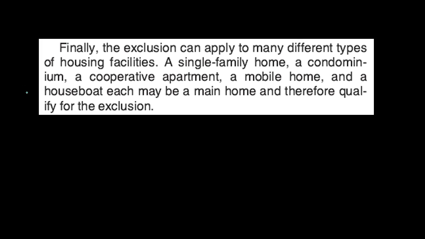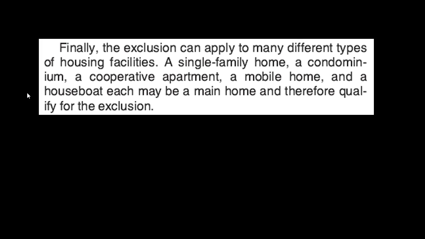The exclusion can apply to many different types of housing facilities: a single family home, a condominium, a cooperative apartment, a mobile home, a houseboat. Each may be a main home and therefore qualify for the exclusion. So if we think about a home, we might imagine just a fixed home, a principal family residence, but many different things, if it's your principal place, your principal home, can qualify even though it's not a standard home that we might think of as just a set home.